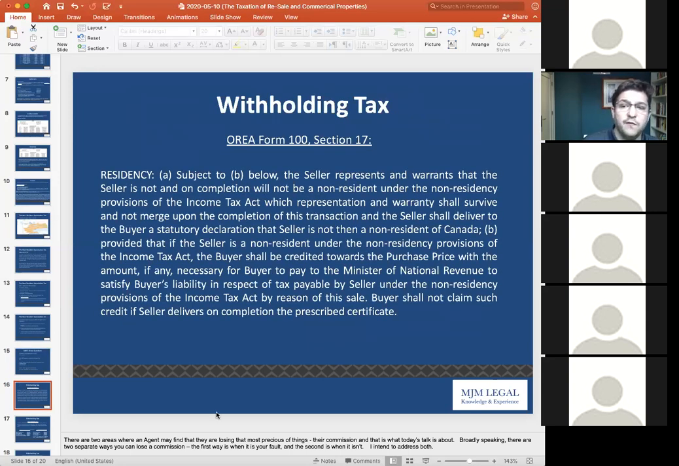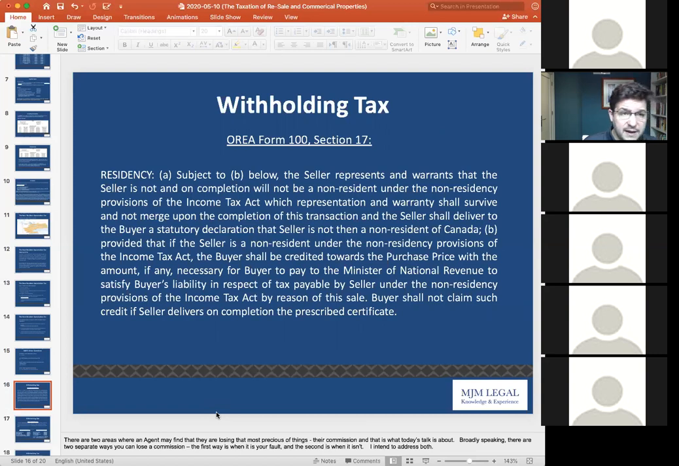So your Form 100 is part of your OREA forms that you've glossed over, and every time someone says, what does this mean? You said, don't worry, it's a standard form, let's turn to Schedule A. But it doesn't mean that you don't need to understand what your OREA form says. And what your OREA form says is that the seller is representing and warranting that the seller is not, on completion, a non-resident of Canada for tax purposes.